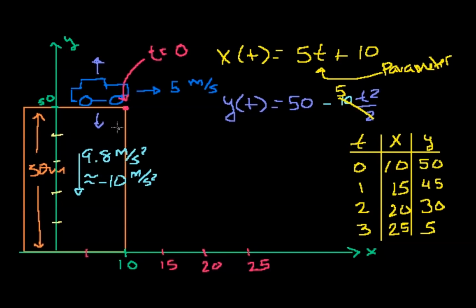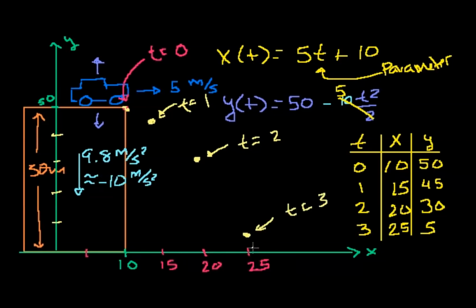So at time is equal to 0, we're at 10, 50. That's that point right there. At time is equal to 1, we're at 15, 45. So x is 15, y is 45, which is right about there. So this is t is equal to 1. At time is equal to 2, we're at the coordinate 20, 30. So 20 and 30, it's right about there. So this is at time is equal to 2. And then at time is equal to 3, we're at 25, 5. So we're right there, 25, 5. Time is equal to 3.